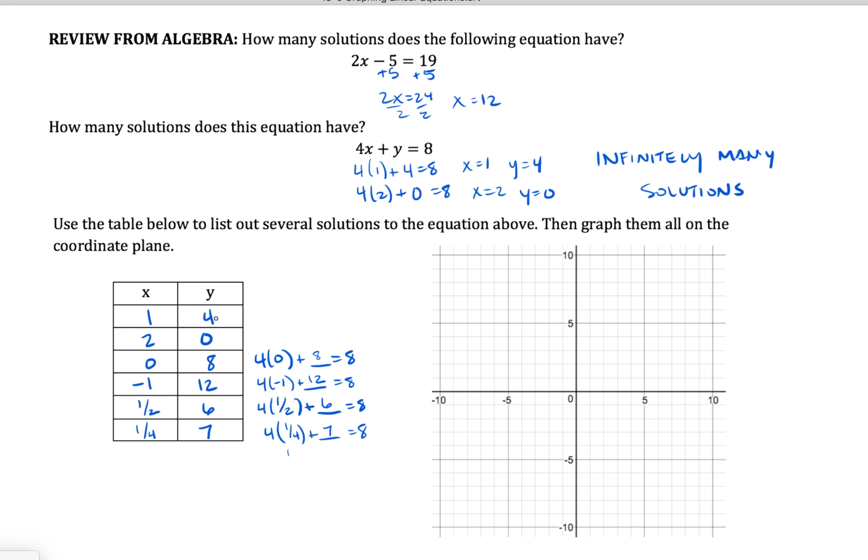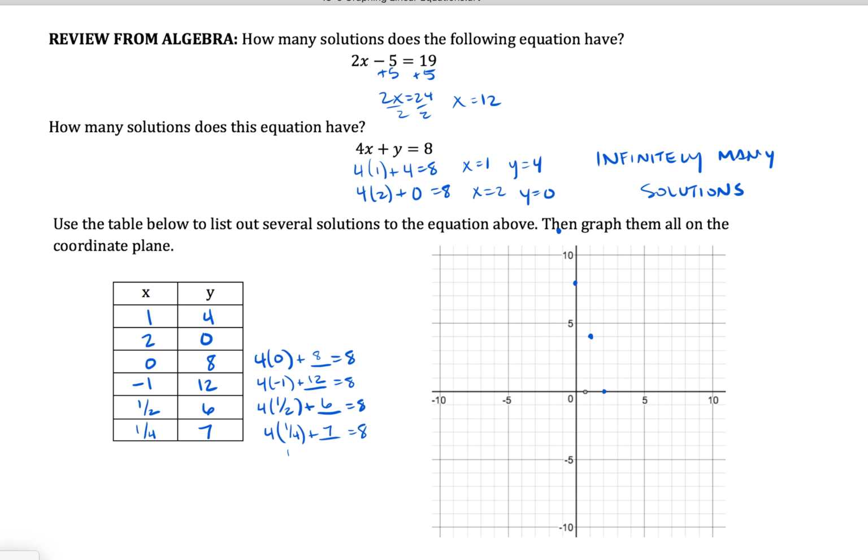So let's plot all of these on the coordinate plane. 1, 4 would be right there. 2, 0 would be right there. 0, 8 is up here. -1, 12. Well, I'm off the graph a little bit there. I can't fit that one on there, but it's somewhere up in this region right up here.